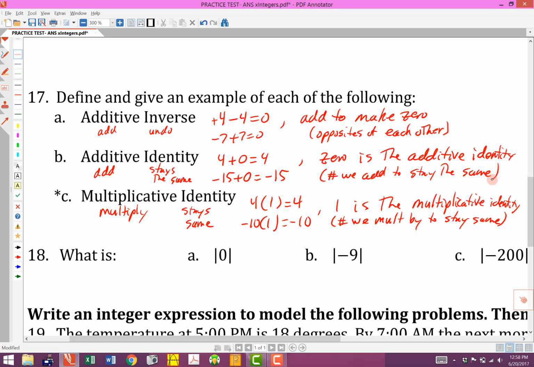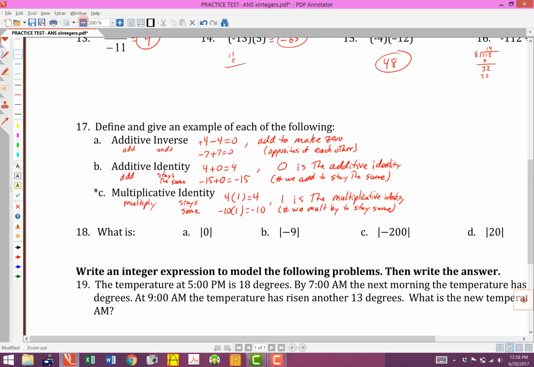Okay. So 0, and I'll write a number for that. 0 is the additive identity and 1 is the multiplicative identity. All right, now a couple easier problems here.